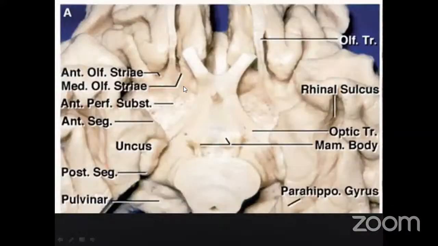So this is basically to show the anatomy. This is the optic chiasm, the Sylvian fissure, and this is the olfactory tract. And here is where the MCA arises. So it's lateral to the chiasm, medial to the Sylvian fissure, and posterior to the olfactory tract. This is the uncus of the temporal lobe.